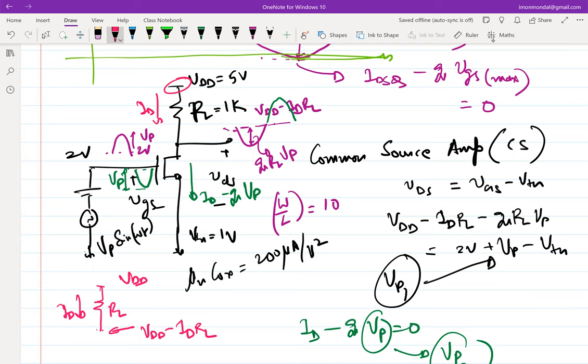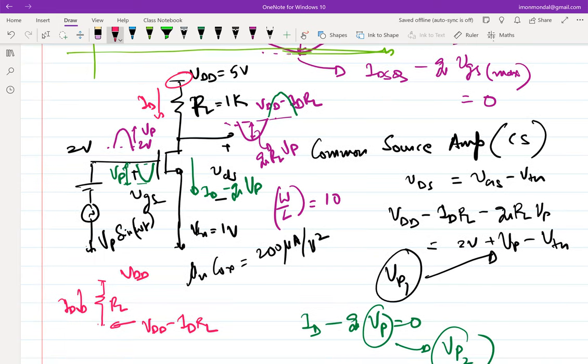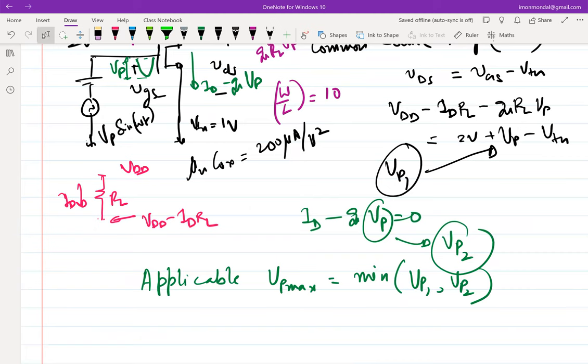Because now the input is going low, my total current is reducing, and it can reduce to zero. Then I set that to zero, and I get another condition. Now, note that these two conditions, these two limits, need not be the same. For any arbitrary designed circuit, these two conditions need not be the same. So if that is the case, then the maximum sinusoid that you can apply will be the minimum of VP1 and VP2. That is the two constraints that you came up with. If you apply a sinusoid larger than that, then either it will be cut off or it will go into saturation.